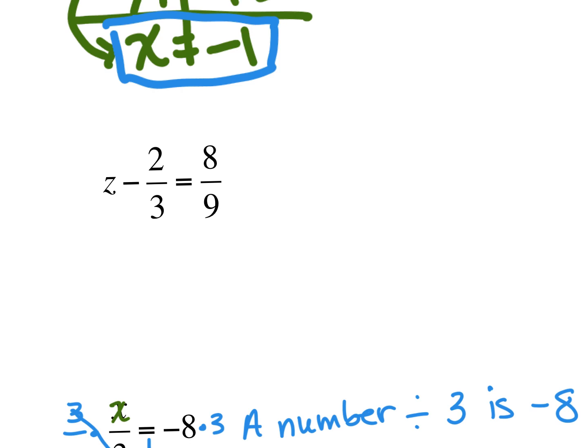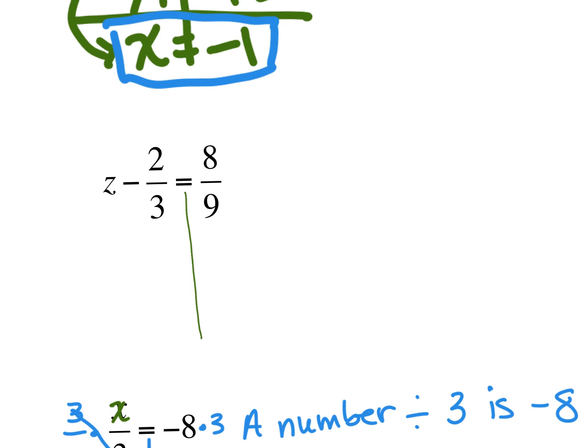Now there's one left here that is a little bit more intense. I want you to keep in mind that if this said z minus 2, we would just add 2, wouldn't we?